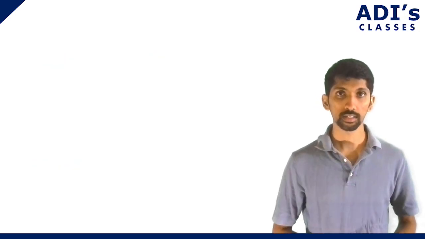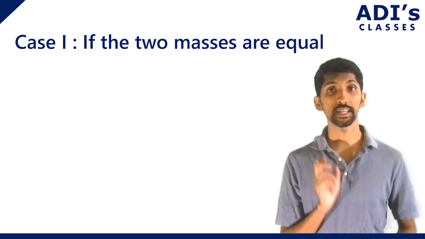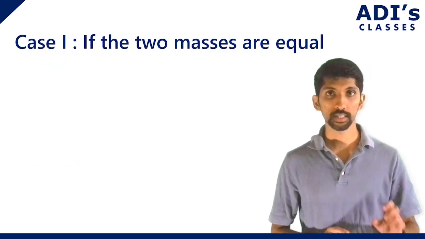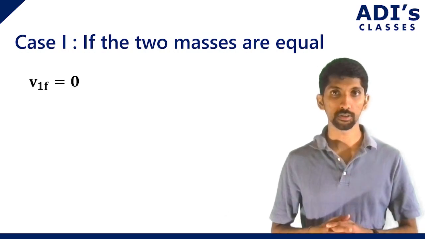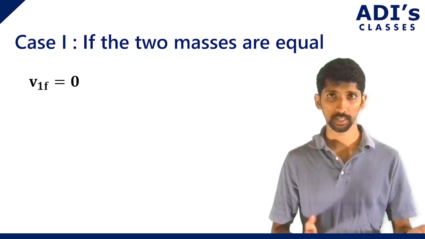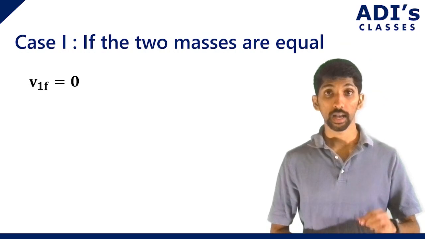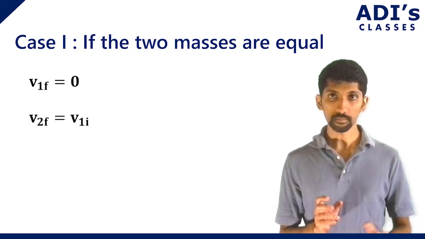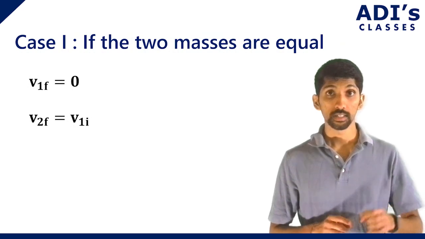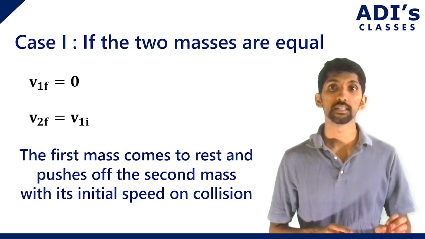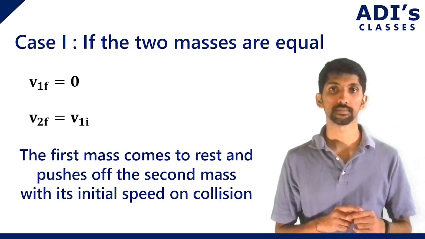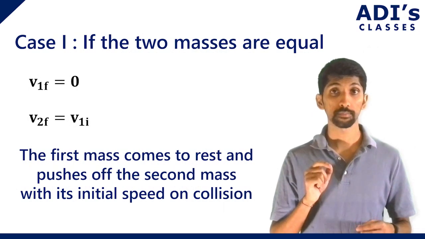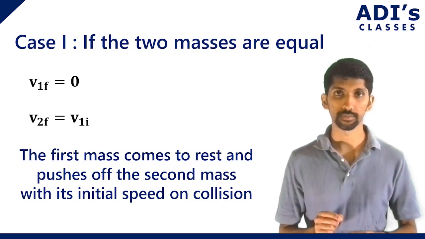Now in case 1, if the two masses are equal, then v1f will be 0, correct? m1 minus m2 will become 0, and v2f will be equal to v1i, correct? That means the first mass comes to rest and it pushes off the second mass. This is what happens in a perfectly elastic collision.